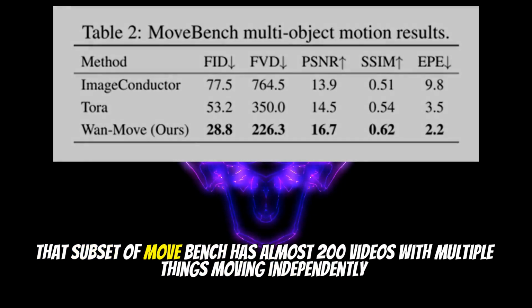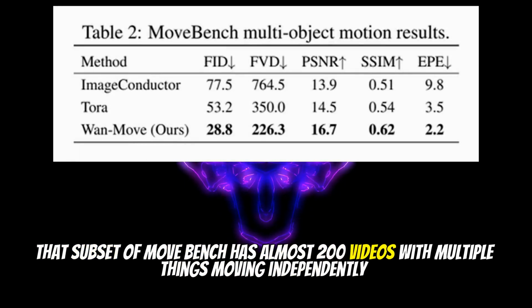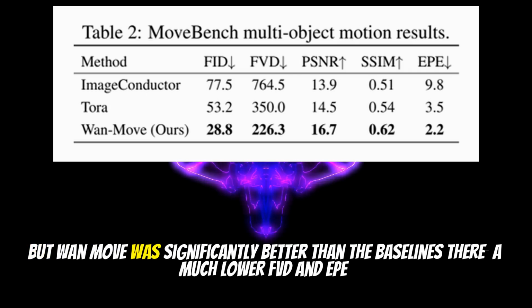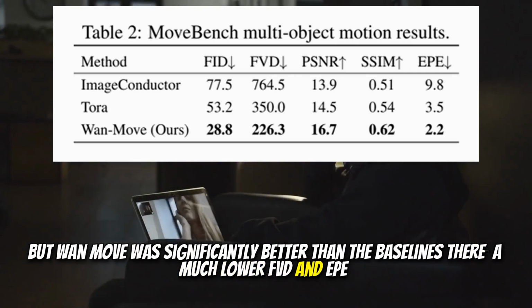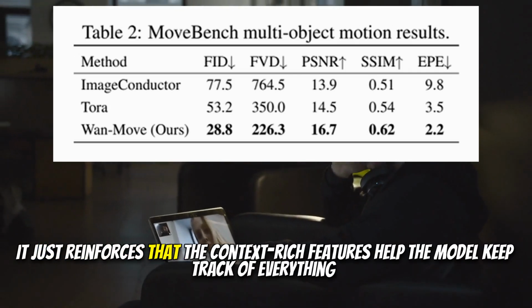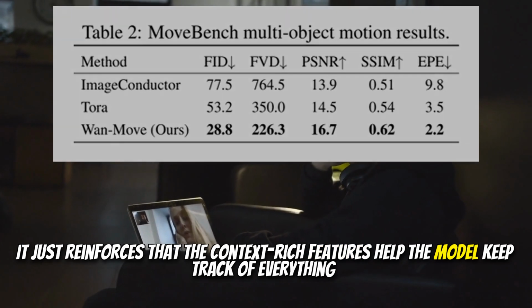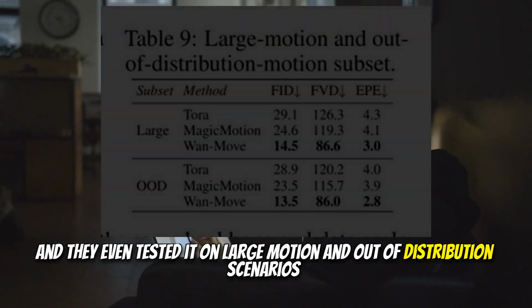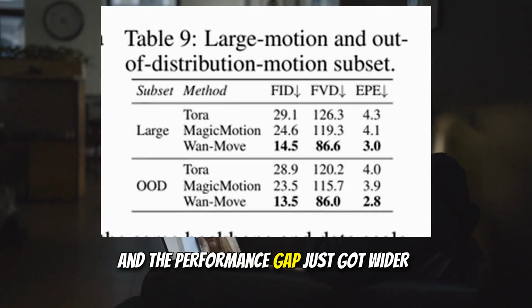That subset of MoveBench has almost 200 videos with multiple things moving independently. Which is usually where models start to fall apart. Objects merge or you get weird artifacts. But Wan-Move was significantly better than the baselines there, a much lower FVD and EPE. It just reinforces that the context-rich features help the model keep track of everything. And they even tested it on large motion and out-of-distribution scenarios. And the performance gap just got wider.